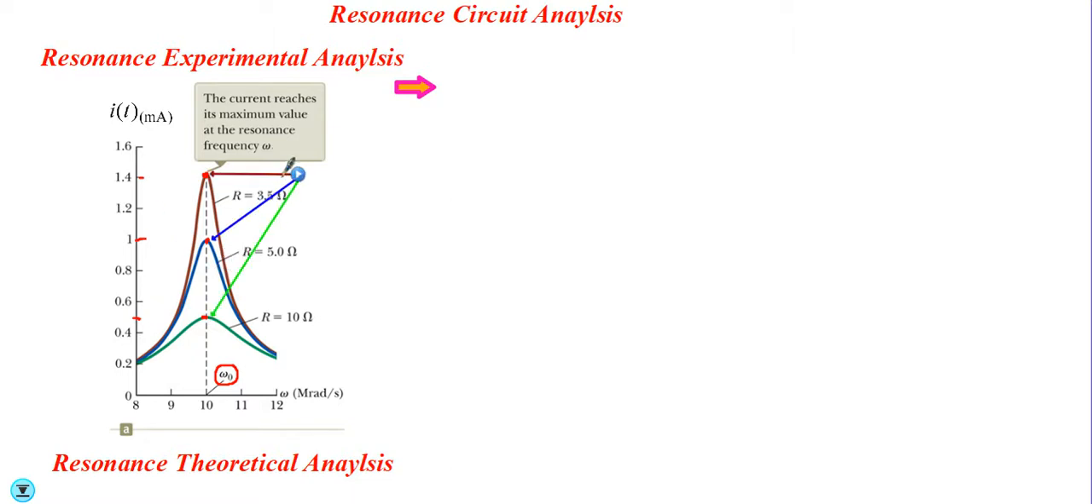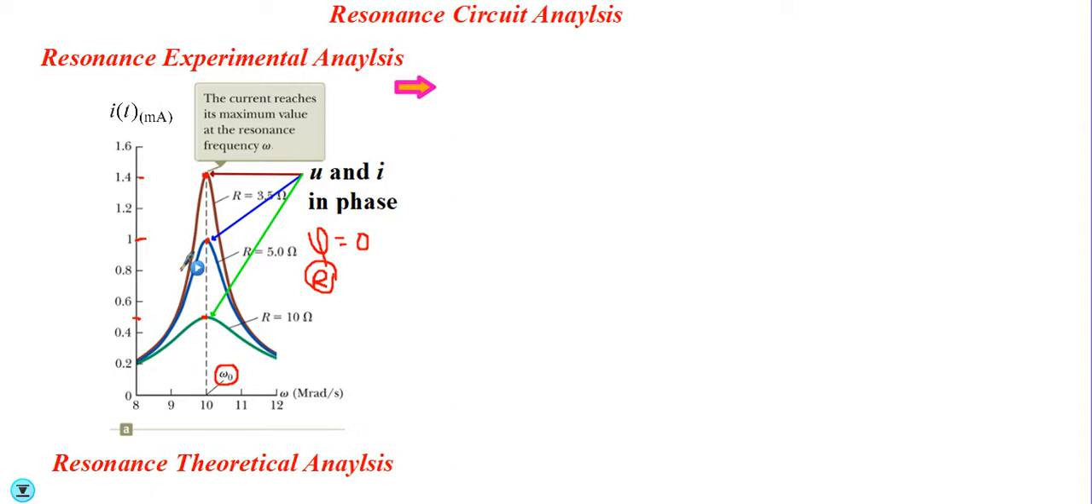So this means that U and I are in phase. If U and I are in phase, this means that phi is 0. So in this case, the RLC circuit behaves like a resistive circuit.